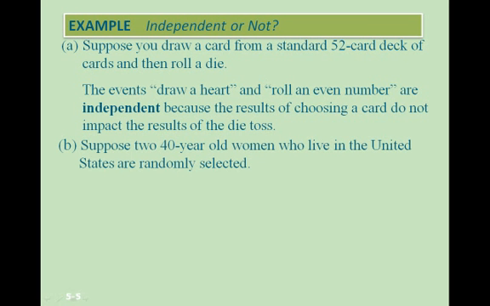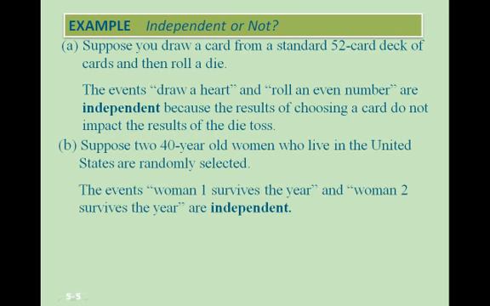For part B, suppose two 40-year-old women who live in the United States are randomly selected. The events that woman 1 survives the year and woman 2 survives the year are independent. They are independent because they were randomly selected. So this means that what happens with one of the women has nothing to do with what happens to the other. So when randomly selecting our individuals, it's reasonable to conclude that they're not related in any way.